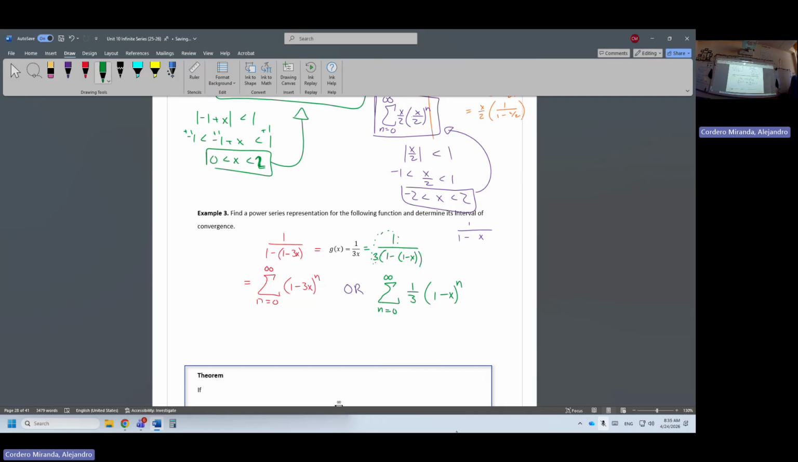Whenever you're doing the radius of convergence, do you want to do that for the next one? Yeah. Nice.